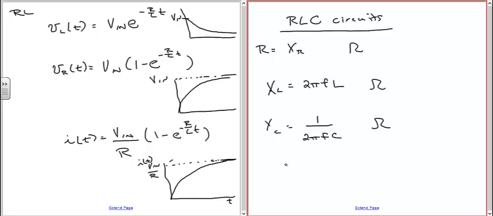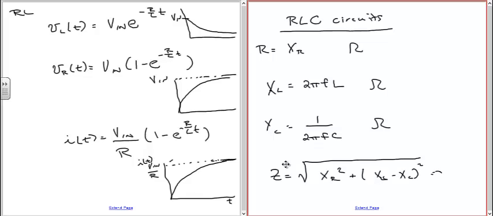From that, you can calculate the impedance, which is basically the hypotenuse of a right triangle. So you have X sub R squared plus X sub L squared minus X, no, I have to take the difference and then square it. So it's X sub L minus X sub C, squared. That gives you an impedance, which is also in ohms.